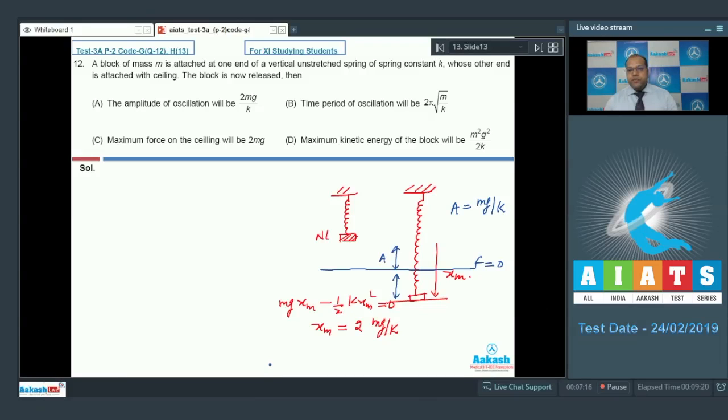In option B, the time period of oscillation will be 2 pi under root m by k. For a spring block system, this is the time period. So option B is correct.